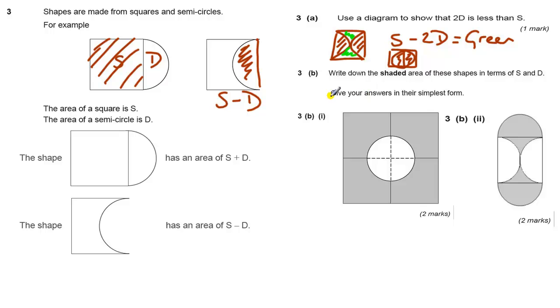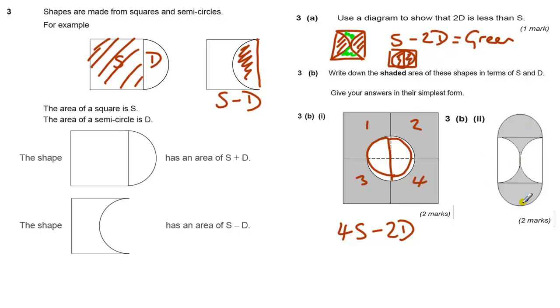Now from there we have to use the algebra of S and D to try to describe these shapes here. So here we've got 1, 2, 3, 4 squares, so we've got 4S, but we've taken away one semicircle, two semicircles, so we've taken away 2 Ds. Now you might be tempted to cancel that down, because you've got 4S and 2D there. You might think it should be 2S and 1D, but it isn't. You must keep the 4S and the 2Ds, because that's what this picture represents.